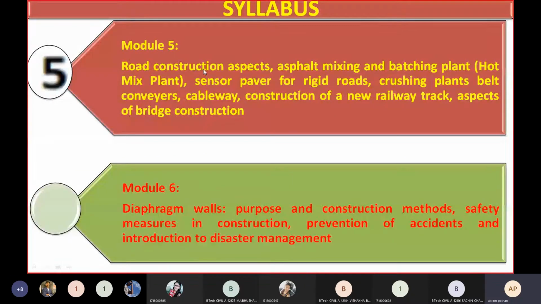Now if you see here, we have discussed these things in the last lecture, that is the construction of a new railway track. While constructing the new railway track, we have three methods, and we have the different stages also. Then in today's lecture, another important aspect, bridge construction, we are going to see in detail. So this topic we are going to cover in today's lecture.